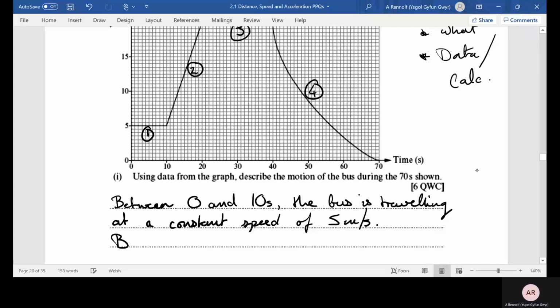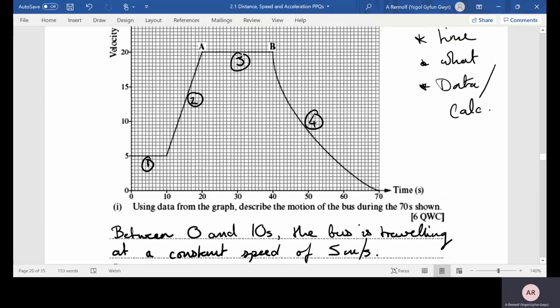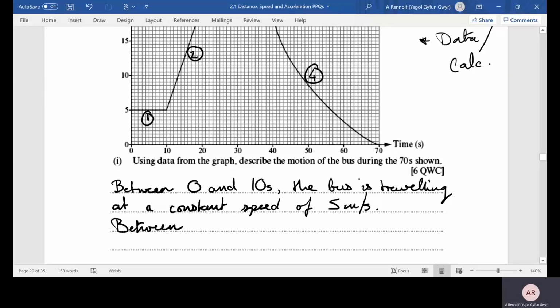Part 2 then, and remember, when we decide to split this up into parts, you've got to make those choices in the exam as to which parts you choose to split it up into. Don't just split it up into blocks of 10 seconds. Split it up into sections based on what the vehicle is doing. So part 2, we're going from 10 to 20 seconds.